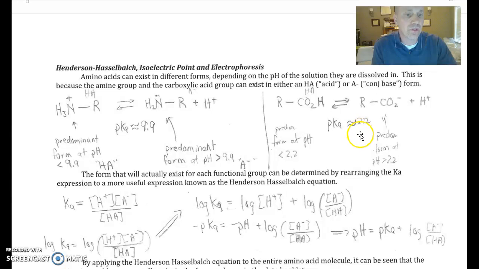If you go 1 unit lower, if the pH was 1.2, you would have 10 of this for every 1 of this. If it was 4.2, so that's 2 units higher than the pKa, then you would have 100 of this for every 1 of this. You could prove that to yourself by plugging the numbers into this equation right here.